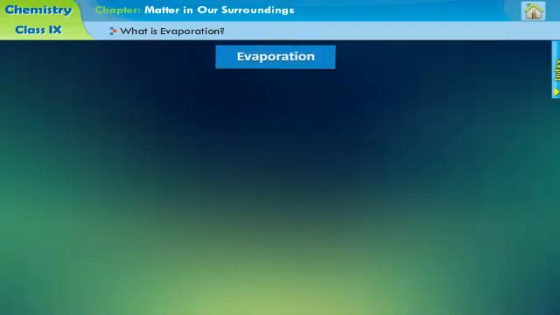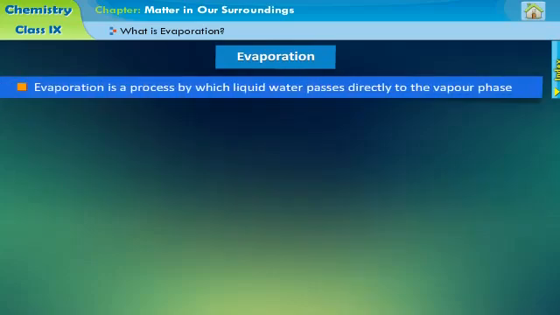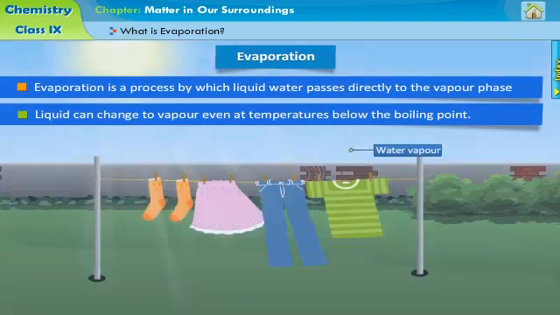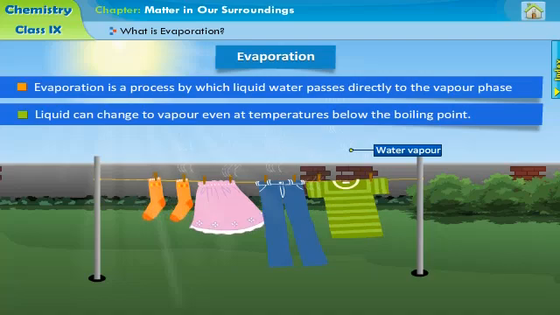Let's understand evaporation. Evaporation is a process by which liquid water passes directly to the vapor phase. Liquid can change to vapor even at temperatures below the boiling point.